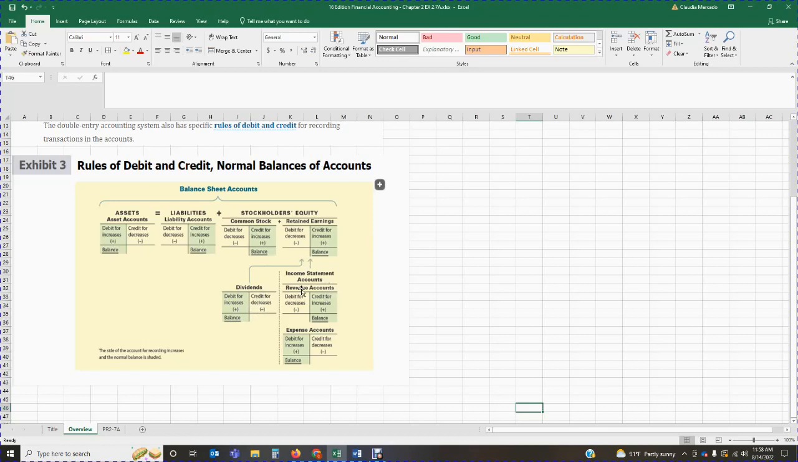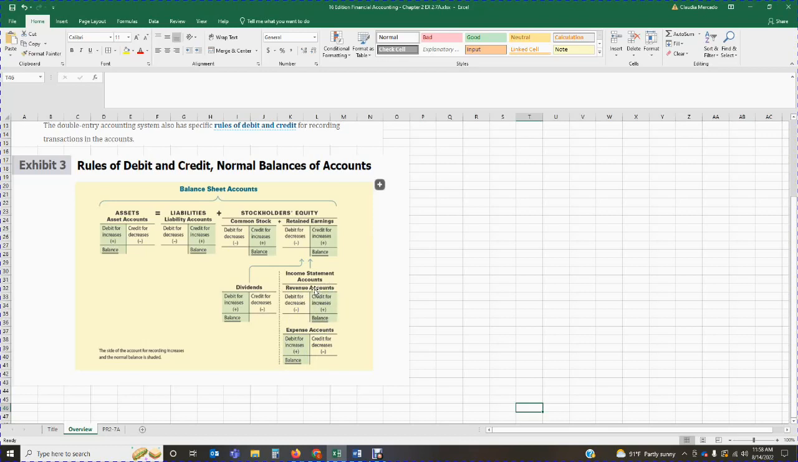Okay? Your income statement accounts, you've got two income statement accounts. You've got your revenues and you've got your expenses. The normal balance of a revenue account is a credit. The normal balance of an expense account is a debit. So every time you have an expense, you would need to debit your expense account. Every time you generate revenue because you provided a service, you would have to credit your revenue account.